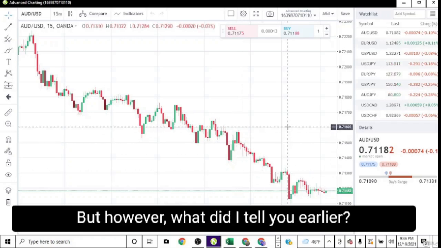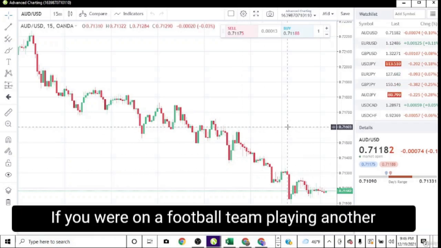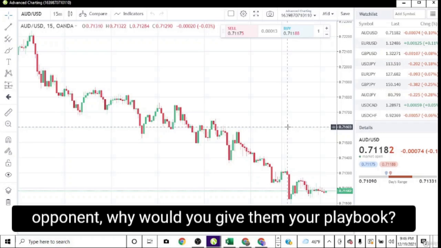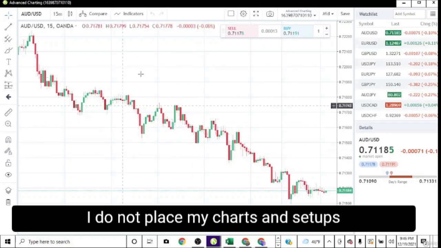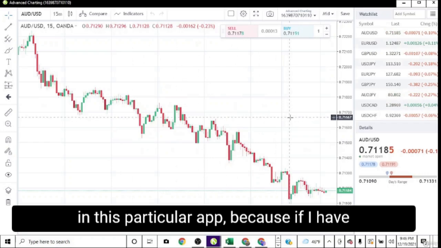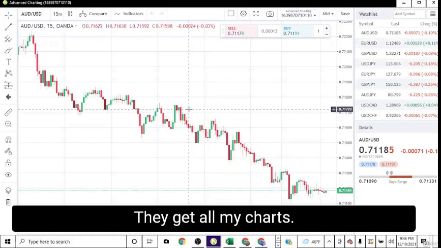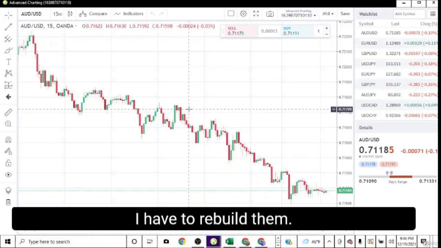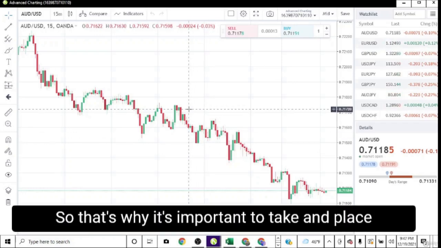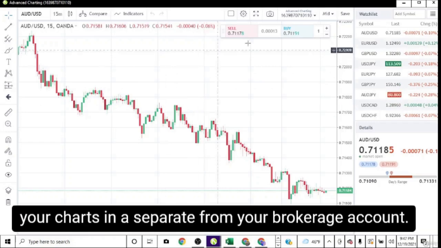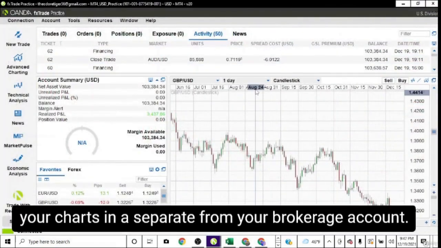However, what did I tell you earlier? If you were on a football team playing another opponent, why would you give them your playbook? I do not place my charts and setups in this particular app because if I have to leave this brokerage company, guess what? They get all my charts. I have to rebuild them. So that's why it's important to place your charts separate from your brokerage account.